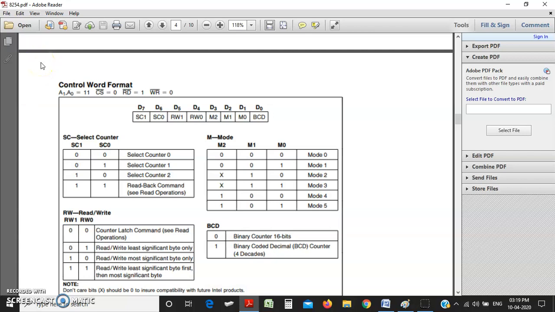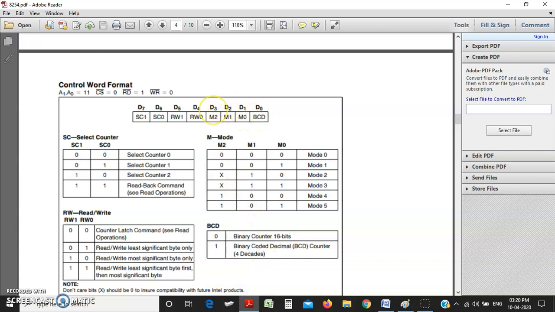So when the control word will be written into the control register, A1 A0 will be 11. Chip selection will be 0 as the chip will be working. And so the control word is 8 bits long. Here D0 will select whether it is BCD count or binary count. If it is 0, then it will denote the binary count, 16-bit binary counting. If it is 1, then it will denote the binary coded decimal counter.